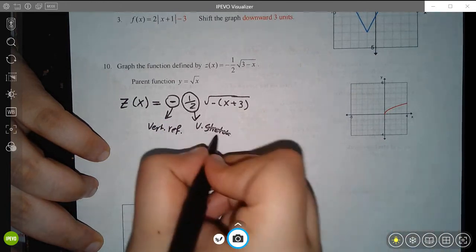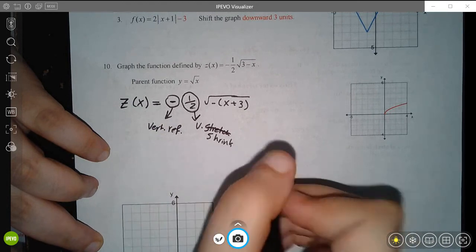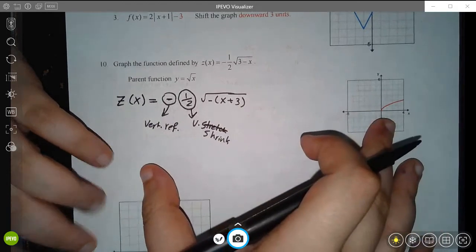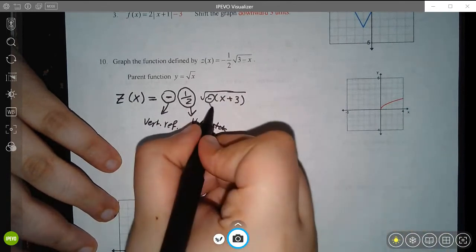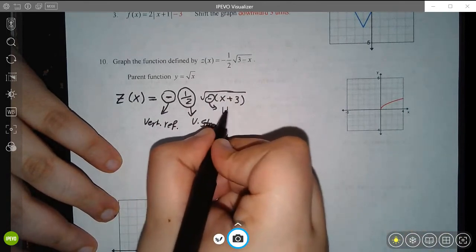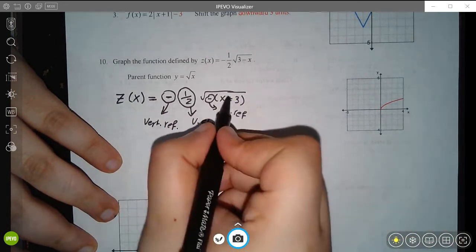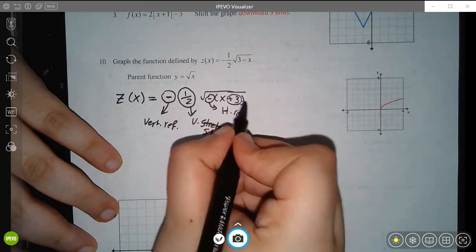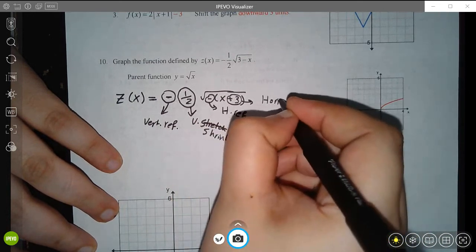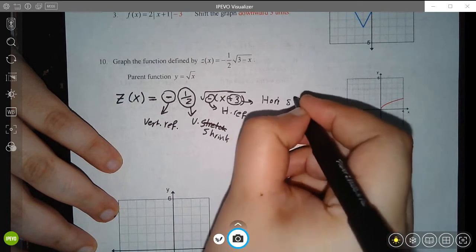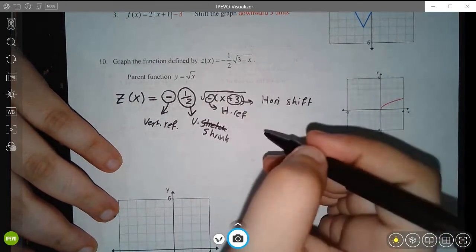Oh, sorry, no, it's actually a shrink since it's a half. This is a vertical shrink. We have a negative over here. That's another reflection. This is a horizontal reflection. And then we have an addition here, which is a horizontal shift.